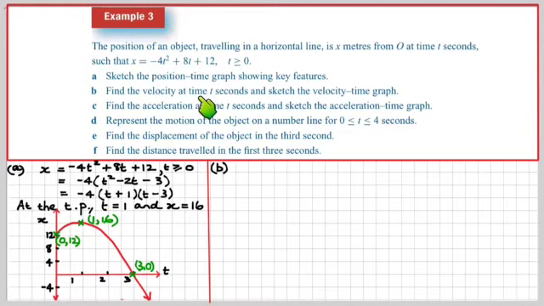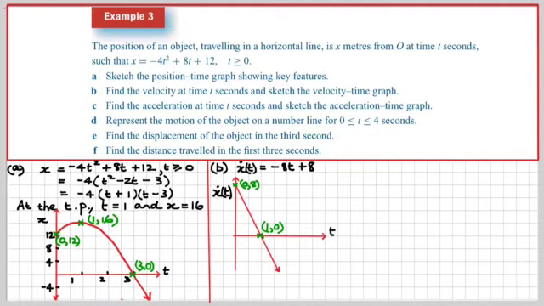The velocity now. Find the velocity at time t seconds and sketch the velocity time graph. Yes, this is what I always do anyway. Well, I've done the derivative of this one. And there it is. That's a graph of that, you see. So it looks like it starts off at 8. What are the units on that? It's meters per second. So that's got an intercept of 8. So it starts off at 8 meters per second.